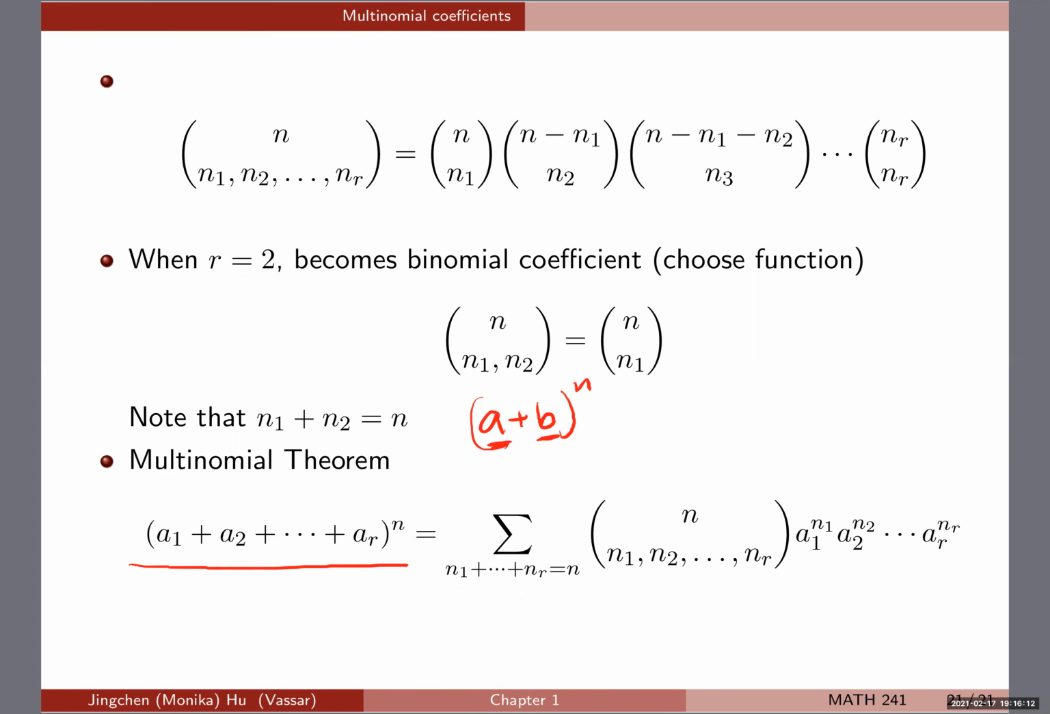So the left-hand side back then was the number of distinct license plates you're able to have. And the right-hand side, if you remember, we were breaking it down into each case, each of the cases where we're considering exactly k number of letters. So now let's generalize it to the multinomial theorem.